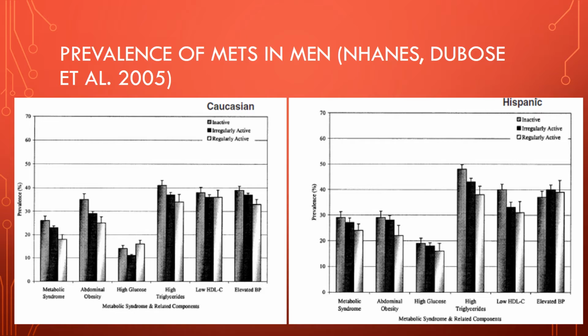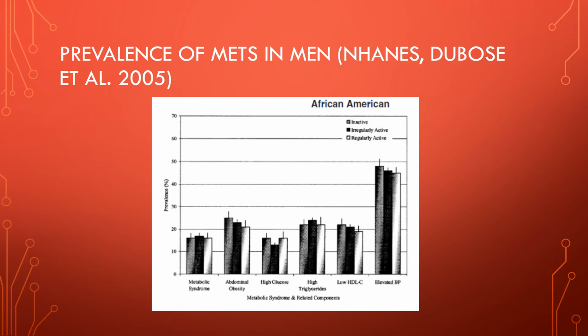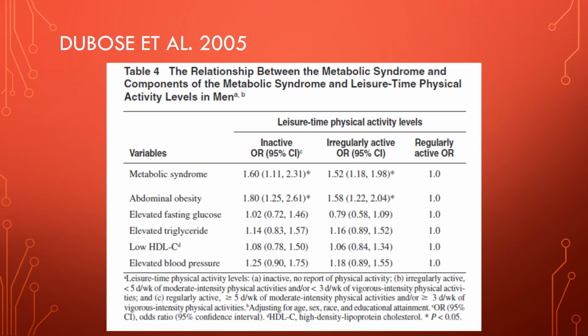people who are inactive are more likely to have metabolic syndrome than irregularly active and regularly active. And there was a nice dose response there, and you really see that pretty regularly throughout the data in the Caucasians and the Hispanics. And then they also looked at African Americans. This is a little different because we didn't see that relationship as strongly here for metabolic syndrome in the African American men. And the reason for that really isn't clear. So this was looking at the relationship between metabolic syndrome and physical activity levels.